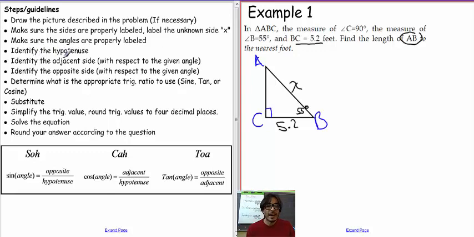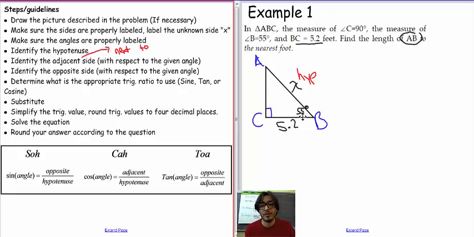Step 4 says identify the hypotenuse. So the hypotenuse is the longest side in the triangle, and it's also opposite the 90-degree angle, so this is the hypotenuse, side AB. Then it says identify the adjacent side with respect to the given angle. So when it says adjacent, that means next to, and with respect to the given angle, so that's the 55-degree angle. That's the given angle, okay?